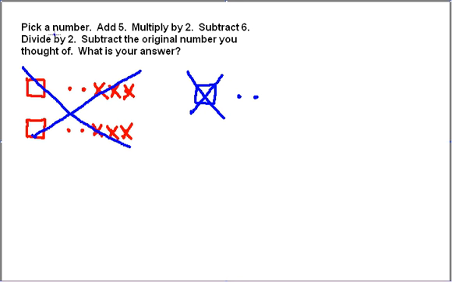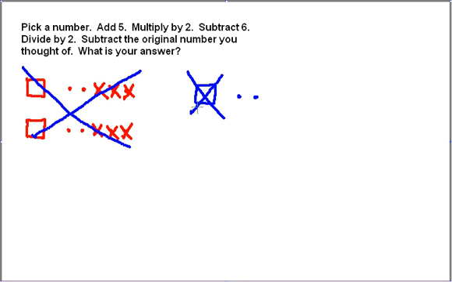Let's say our number was 10. Pick a number, 10. Well, let's add 5 to it. 10 plus 5 is 15. We'll multiply by 2. 15 times 2 is 30. Then subtract 6. 30 minus 6 is 24. Then divide by 2. 24 divided by 2 is 12. Then you're supposed to subtract the original number that we thought of. Well, the original number was 10. 12 minus 10 is 2. And there's our 2 dots.